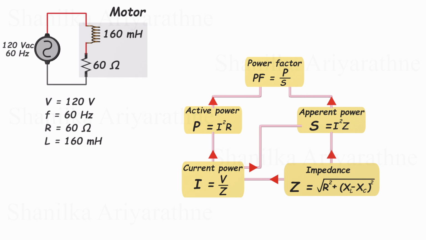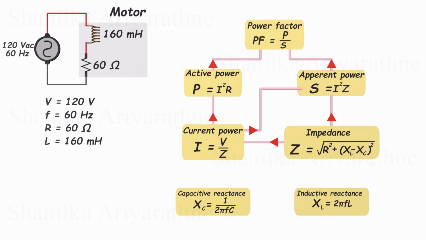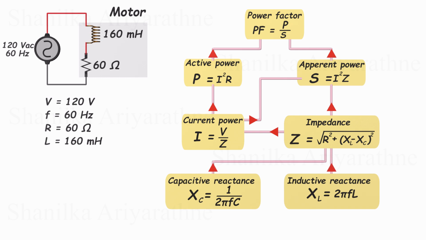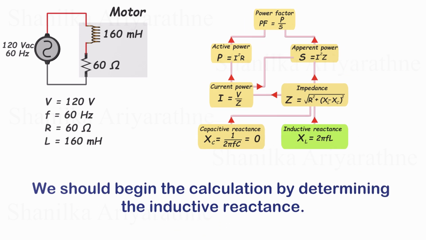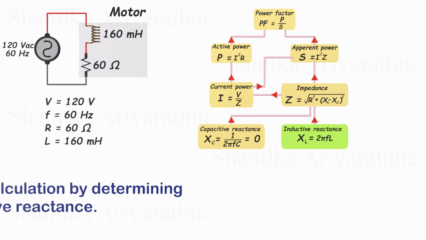We're given the resistance, but to calculate the reactance, we require both the inductive and capacitive reactance. Since there is no capacitance in this circuit, the capacitive reactance is 0. Therefore, we only need to calculate the inductive reactance. To do this, we require the inductance and frequency, both of which are known. This is where we should start our calculations. As you can see, it's a more complex process. Right. Let's do the math.